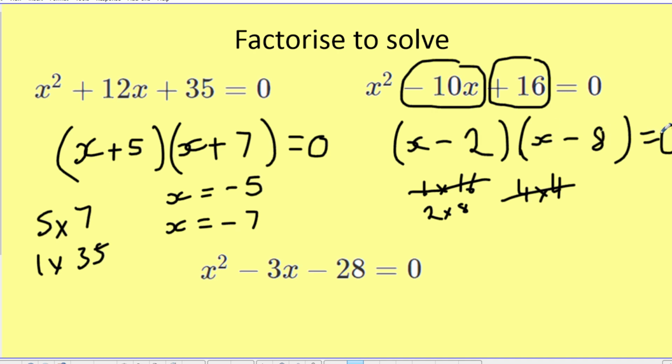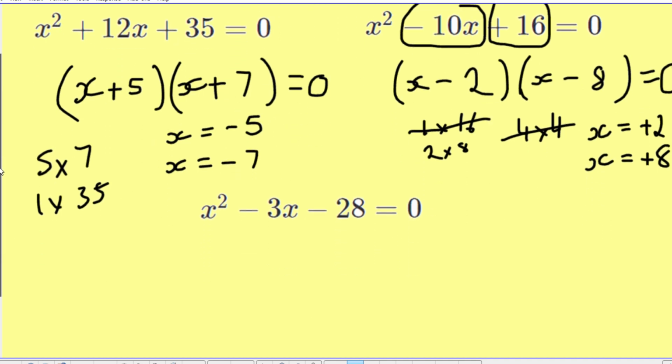Okay, so we've got our factorizing. Now for our final answer, x can be the opposite of this, plus 2, or it can be the opposite of this, plus 8. Okay, it's the last one.